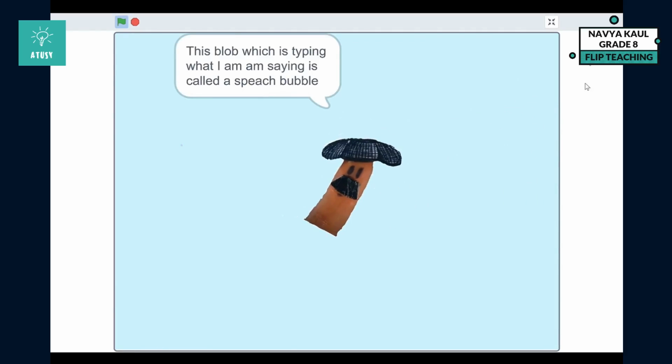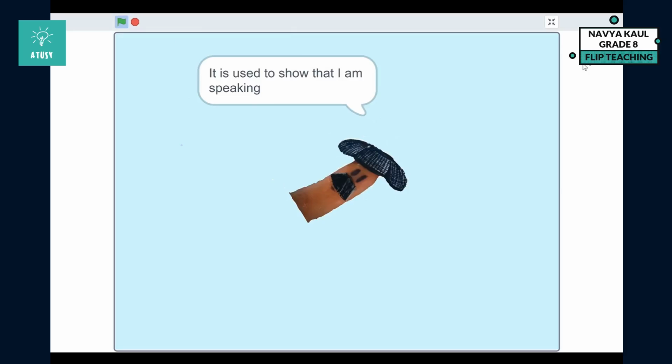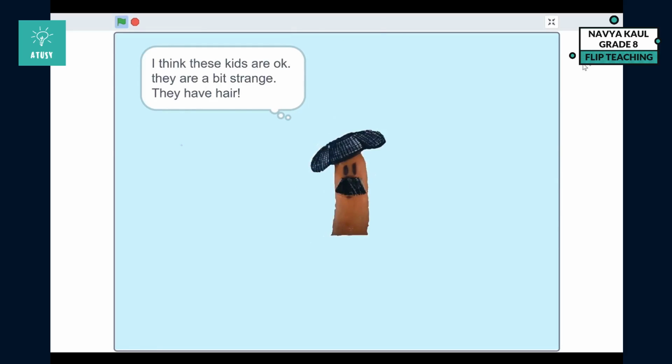The spot which is typing what I am saying is called a speech bubble. It is used to show that I am speaking. This is a thought bubble. It shows what I am thinking.